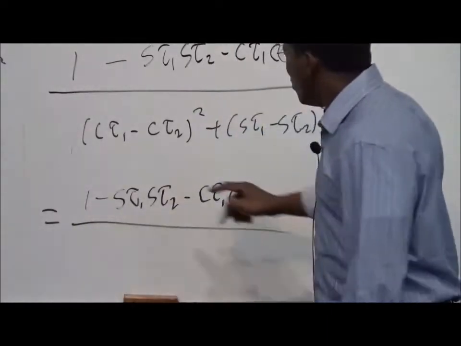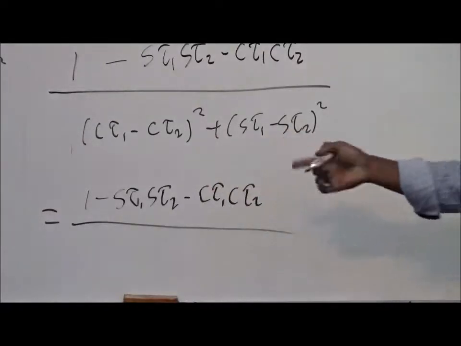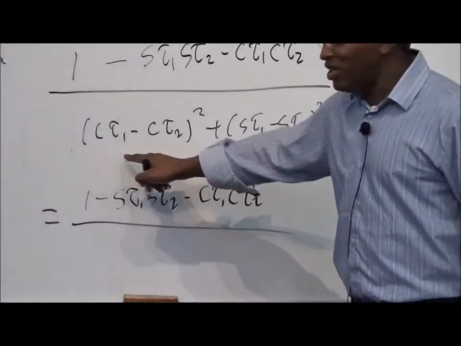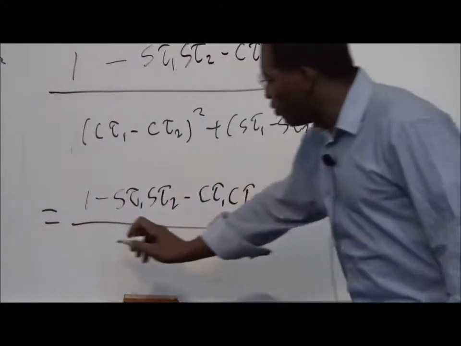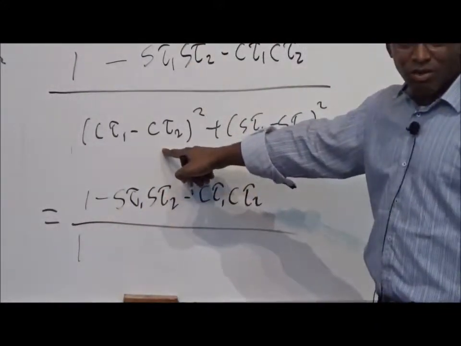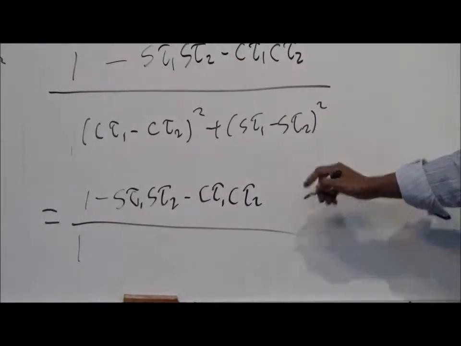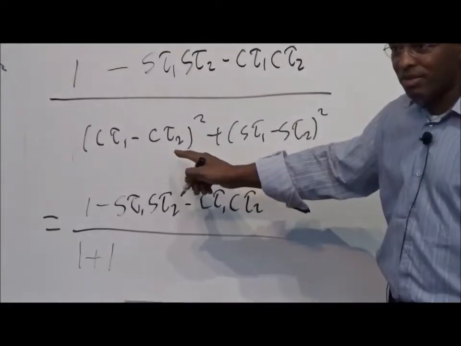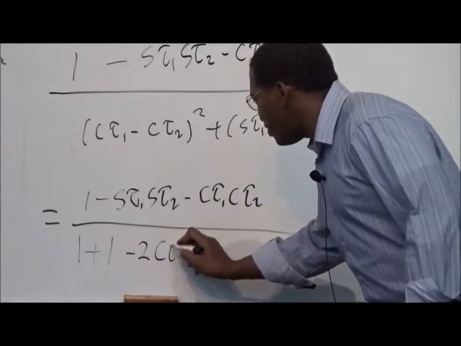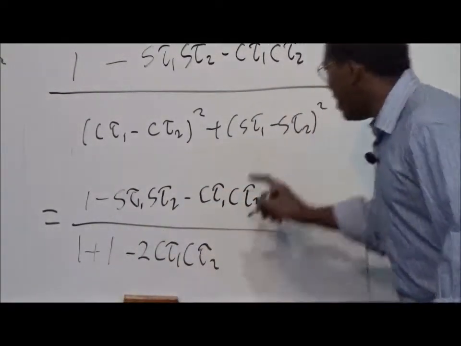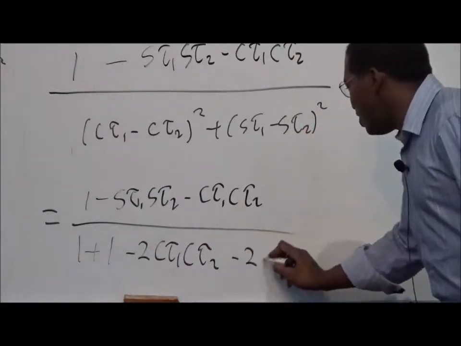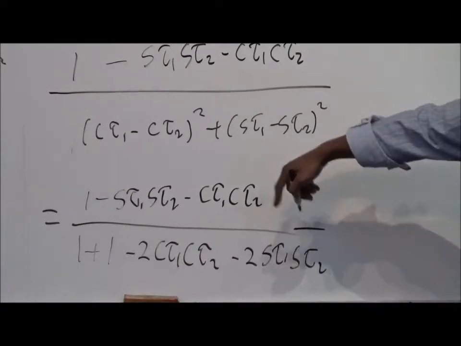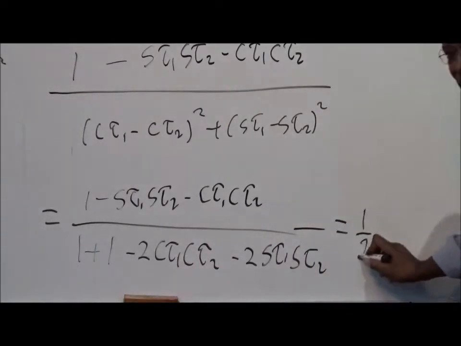And the denominator, what do we get? I'm going to open this in one step. I have cosine squared of tau 1 and sine squared of tau 1, which gives me 1. Cosine squared of tau 2 and sine squared of tau 2 give me another 1. Then the mixed terms: minus 2 cosine of tau 1 cosine of tau 2, and also minus 2 sine of tau 1 sine of tau 2. But you see, what this gives me at the end is 1/2.